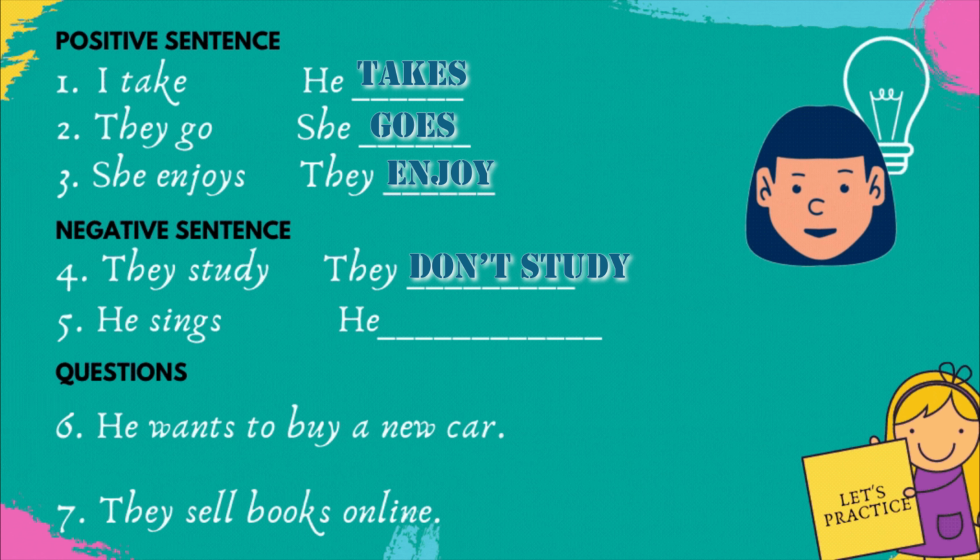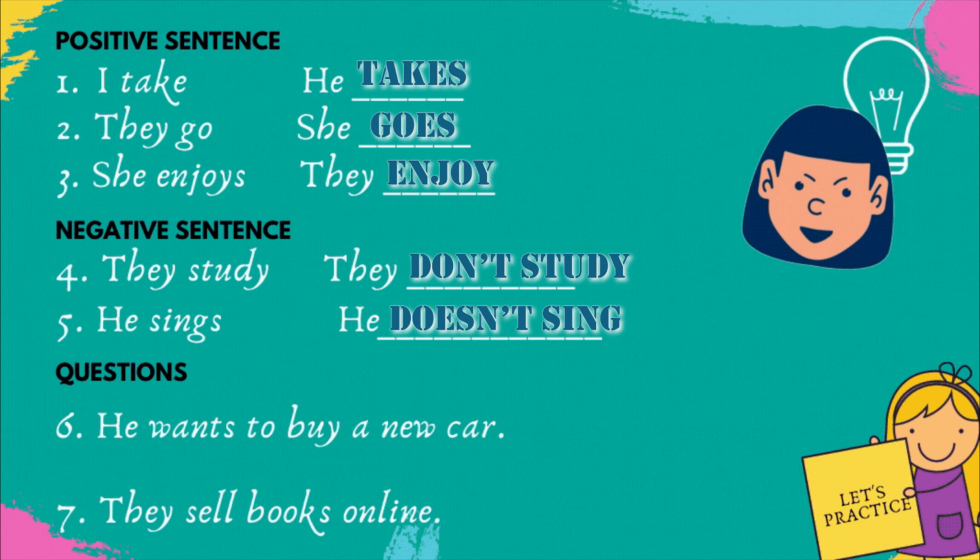Number 5. He sings, he blank. Make it into a negative. He is our subject, so which one do we need to use? Don't or doesn't? He doesn't plus the base form. He doesn't sing. He sings, he doesn't sing. Doesn't is short for what? Does not. You're doing great. Very good. He sings, he doesn't sing.